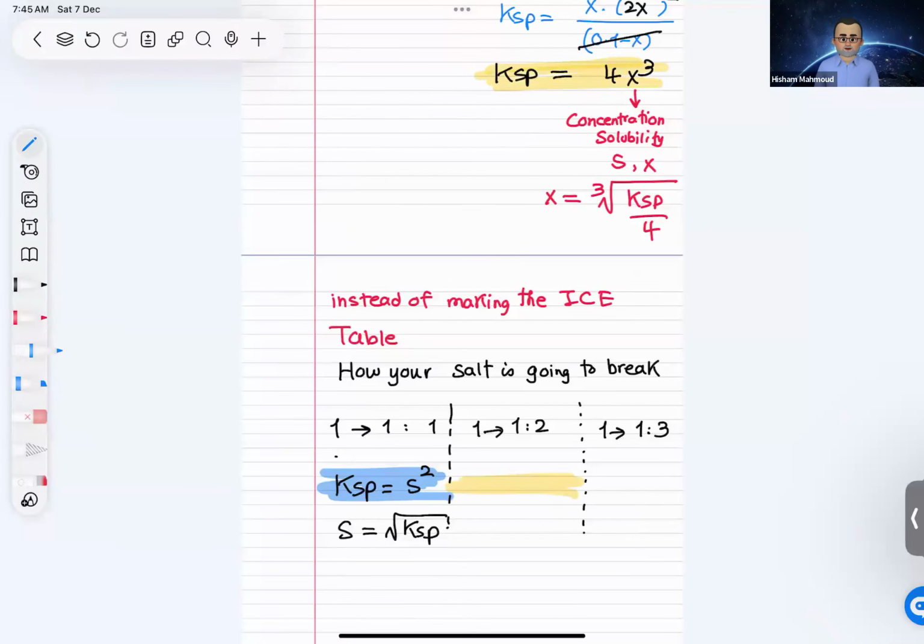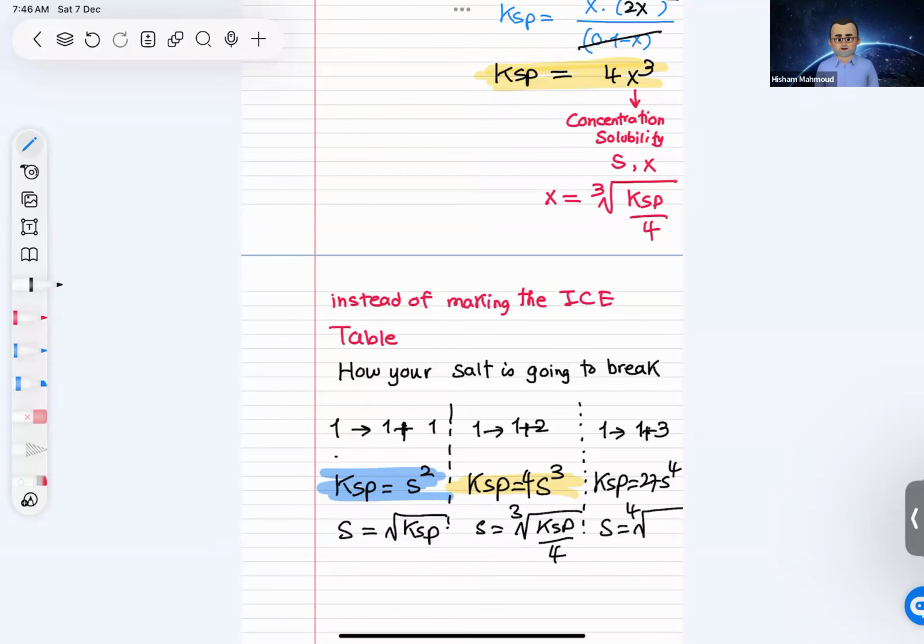So it will become Ksp is equal to S times 4S cubed. And if it is the ratio 1 to 1 to 3, so it will be 1 to 1 plus 2, 1 plus 3. So the Ksp is equal to 27S to the power of 4. And here S is equal to the fourth root of Ksp over 27.